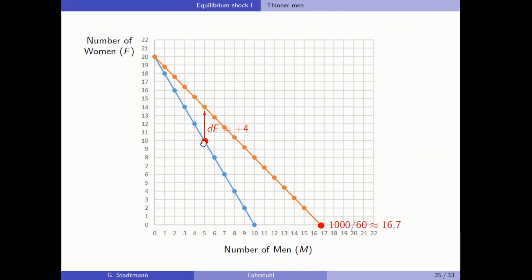Then we can also see that now the capacity constraint in the new equilibrium is met. So when 14 females are in the elevator with a weight of 50 kilograms and 5 males are in the elevator with the weight of 60 kilograms, then we are once more at the capacity constraint of 1000 kilograms.